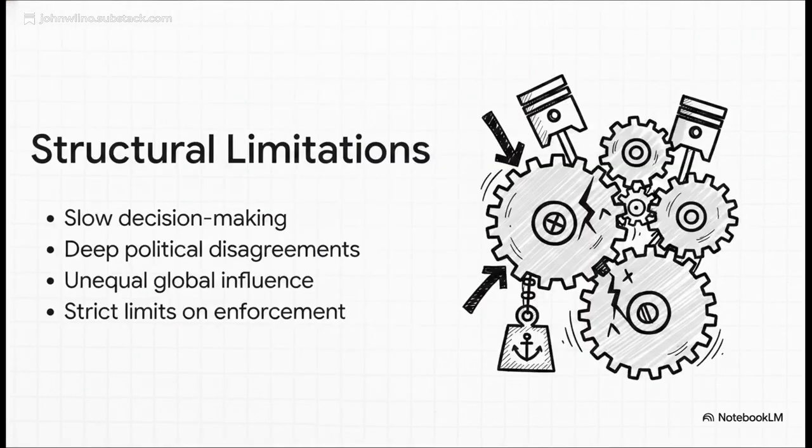But, and it's a big but, they reflect the competing interests of all their member states. And that leads to some major structural limitations. Because they require consensus among nations that often literally can't stand each other, decision-making can be agonizingly slow. They get completely bogged down in political gridlock. Throw in that unequal global influence we just talked about, plus strict limits on actual enforcement, and you end up with institutions that seriously struggle to adapt quickly when the world really needs them to.